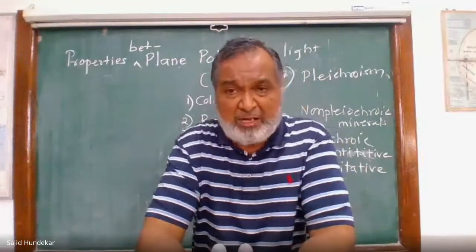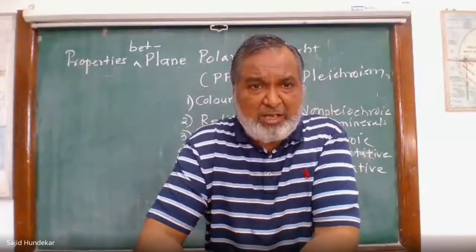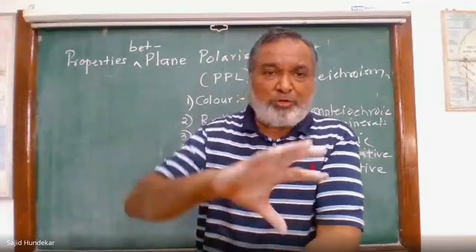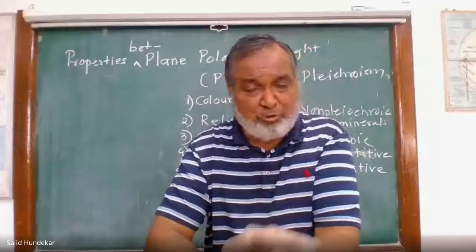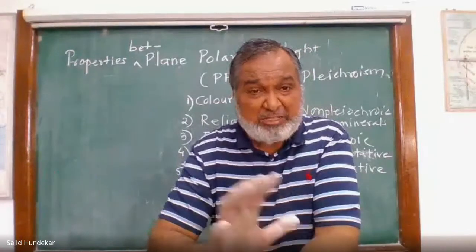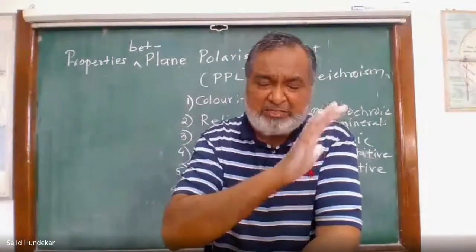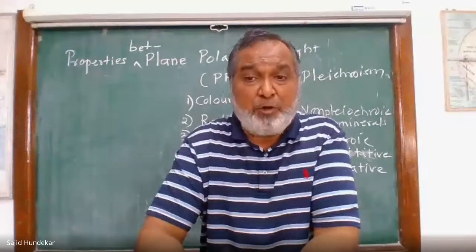Similarly, there is one colored mineral, like garnet. You have had the practical. It shows light pink color. But if you rotate that mineral through 360 degrees, the color will remain light pink. There is no change in its quantity. Light to dark pink does not happen. It remains light pink. Then that mineral is also called non-pleochroic.